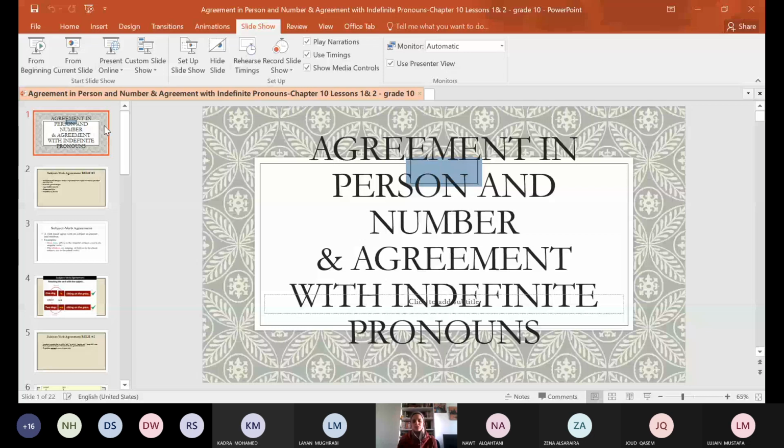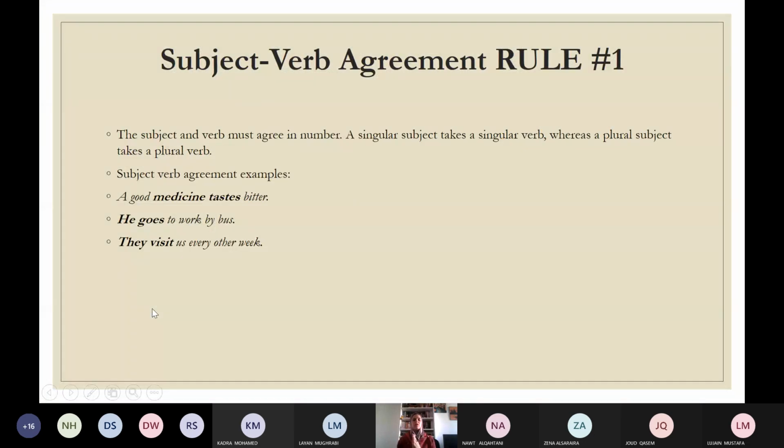Here we'll take chapter 10, agreement. Subject-verb agreement. What does it mean? It means that the subject should agree with the verb. Subject-verb agreement: the subject and verb must agree in number. They must be the same in number.